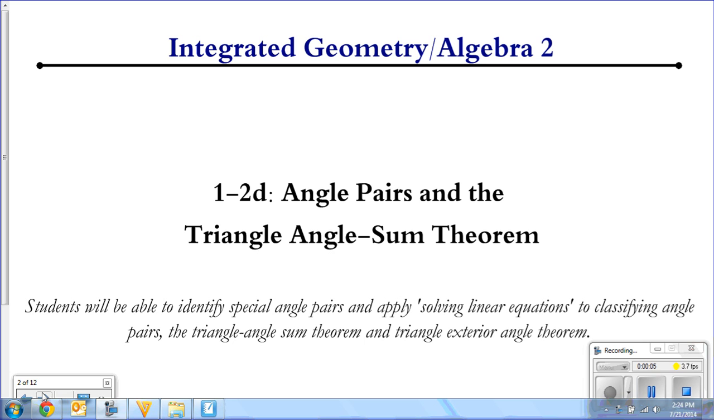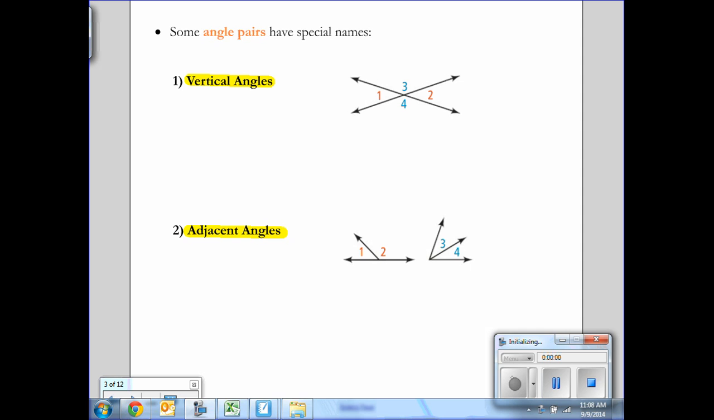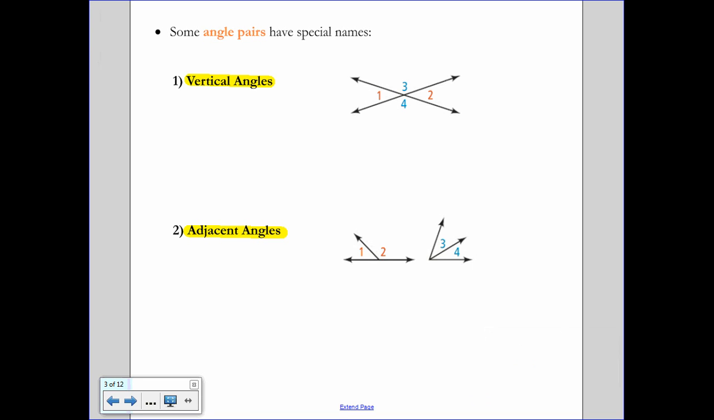This video is about angle pairs and the triangle angle sum theorem. Alright, so some angle pairs, when taken together, have special names. Like number 1 here, vertical angles. So in the picture, next to this vertical angles, you see two lines crossing, almost to form the letter X.